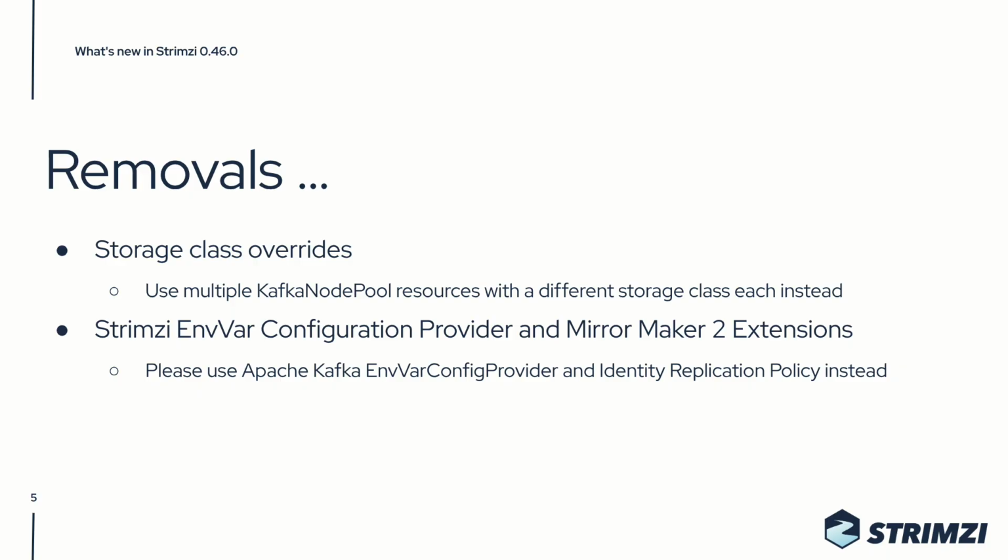We also removed the Strimzi MirrorMaker 2 extensions and the Strimzi env var configuration provider. They were already deprecated in the previous version, now they are totally removed, and you have to use the official ones provided by the Kafka project, so the Apache Kafka env var config provider and the identity replication policy.